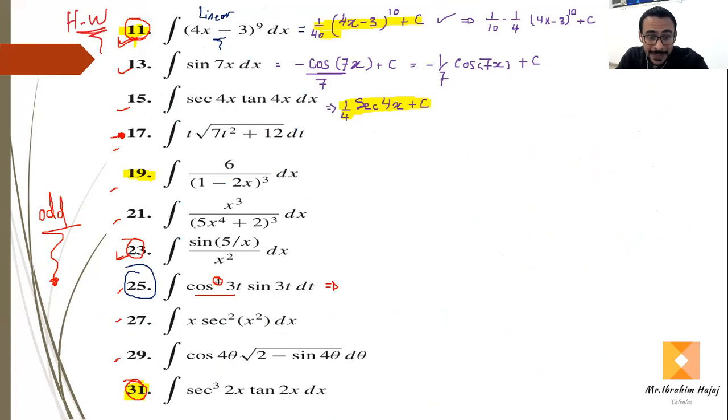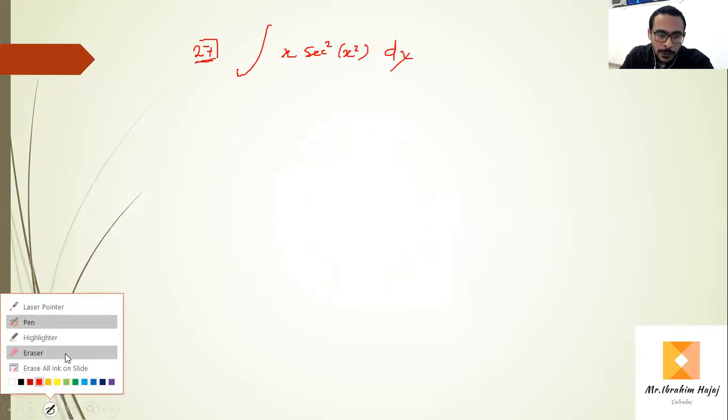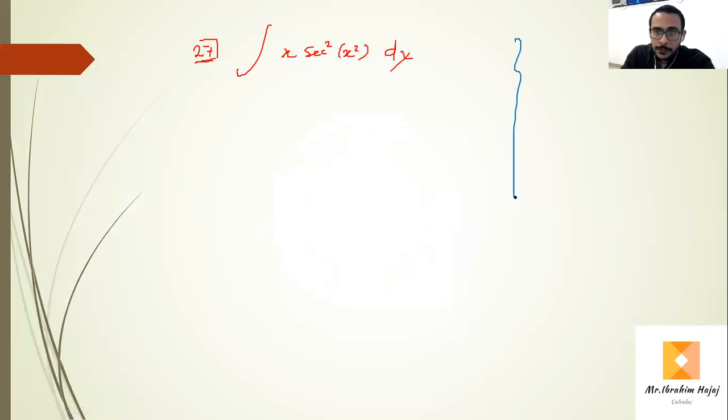The integral of x sec squared x squared. Alhamdulillah that it's x, not x squared. The 27, the integral of x sec squared x squared dx. Since you have multiplication, directly use the substitution way. We'll substitute for x squared, so the derivative is 2x.